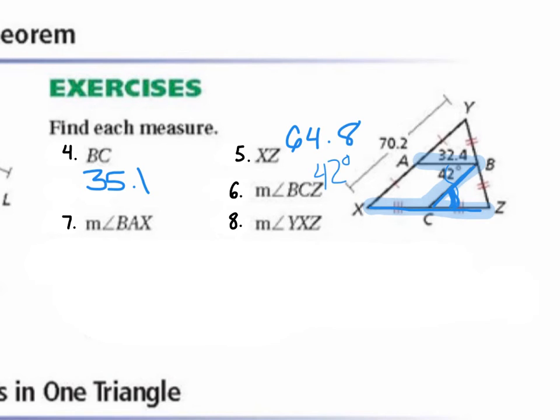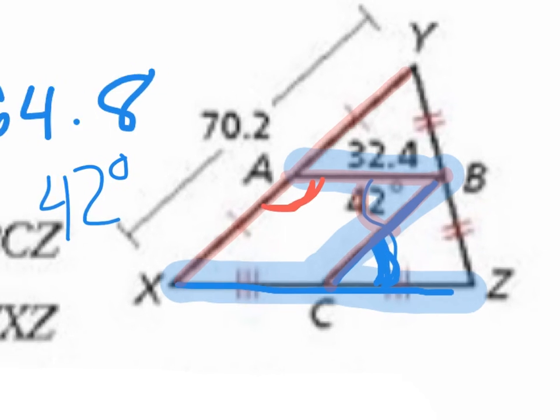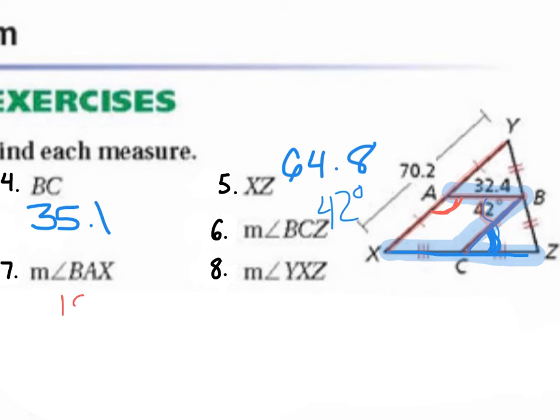How can we find the measure of BAX? You said it'd be same side interior. Yeah, so we have a parallel line here and here. And this is 180. So we do 180 minus 42. And what do we get for BAX? 138.